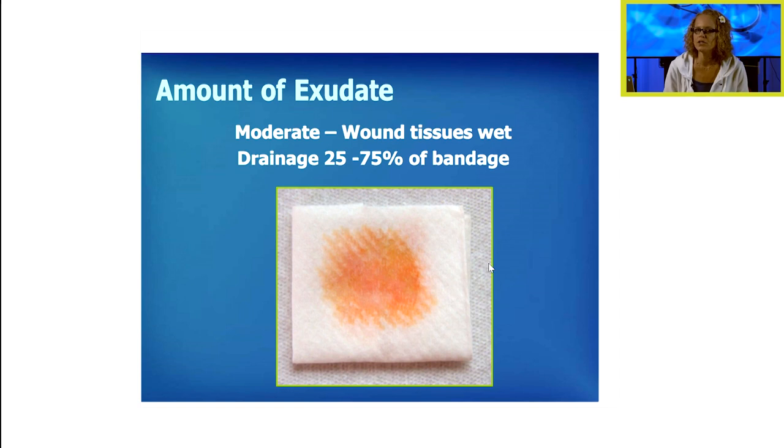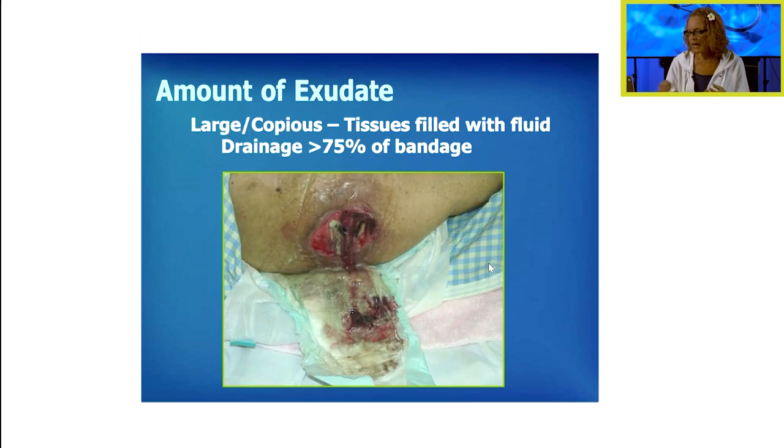This is moderate, where the gauze is nearly 25 to 75% saturated with some type of drainage. We call this moderate drainage. And here we see large, copious amounts of drainage. This is when the dressing is more than 75% saturated with some type of drainage. And so again, we would refer to this as a large amount, or you will also hear nurses refer to this as copious amounts of drainage.